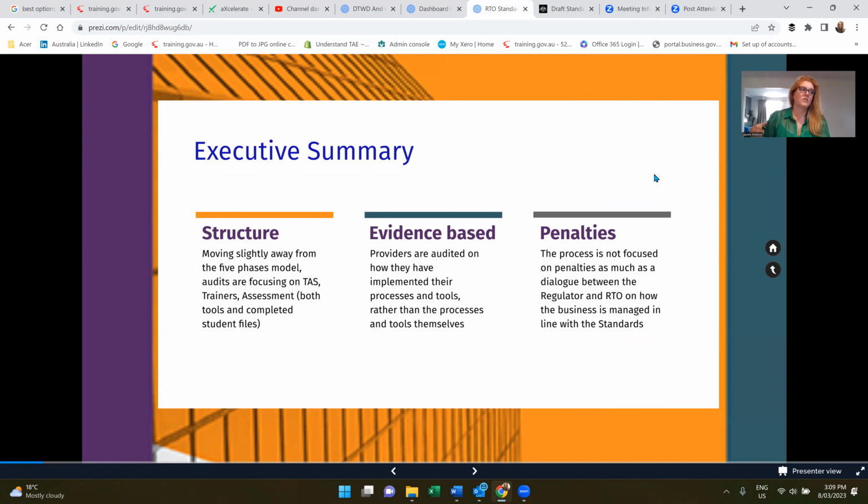And from a penalties perspective, in previous years, pre-COVID, we were looking at harsher penalties. There was not a lot of auditing being done during COVID because obviously everybody was just trying to adapt. And now certainly my experiences, again, this is just my experiences, is that the process is really focused not so much on penalties, but a dialogue between the RTO and the regulator on how the business is managed in line with those RTO standards. And it's probably one of the first times that I've actually had the assessors acknowledge that it's a really good part of the professional development process, and that they are hoping that we will improve through the course of the audits, which I think is really, really positive.